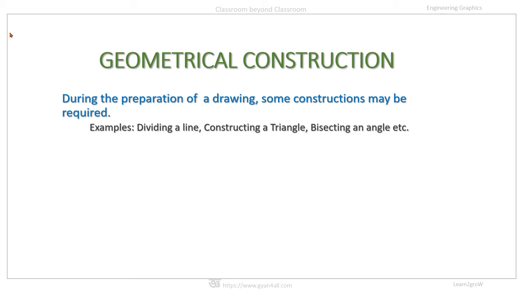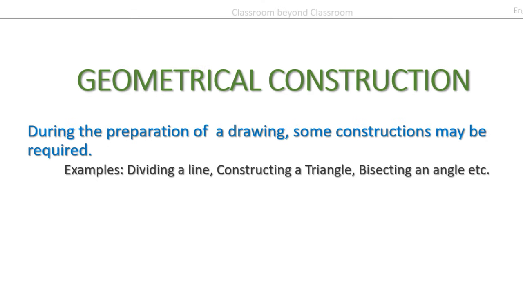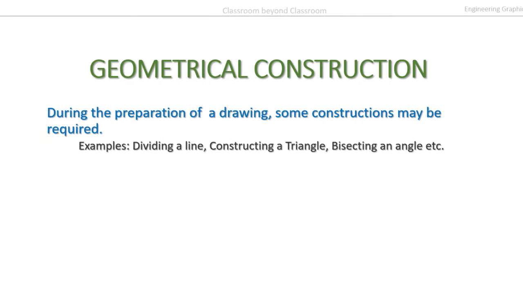Greetings and welcome. Today we'll discuss the geometrical construction in engineering drawing, because during the preparation of the drawing, some construction may be required. For example, we may have to divide a line, construct a triangle, and bisect an angle. Similarly, we may have to construct a pentagon, hexagon, heptagon, and so on.